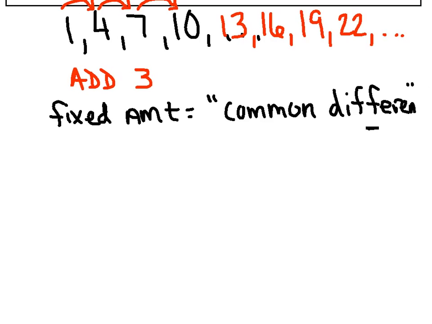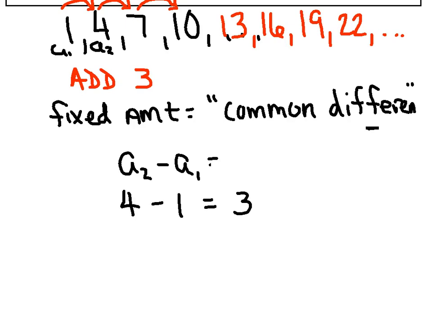But what we're doing is taking the second term, which up here was the 4, and subtracting the first term from it, which was your 1, and what you get is your common difference. So a sub 2 minus a sub 1. We use the letter D. The letter D is our symbol or variable that we'll use for common difference, and that's the fixed amount that we keep adding each time.